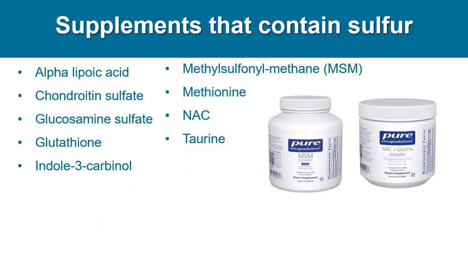So here are some supplements that contain sulfur. We've got alpha-lipoic acid, chondroitin sulfate, glucosamine sulfate, glutathione, indole-3-carbinol, which can convert to DIM, which is often used when there's estrogen dominance or high estrogen, MSM, methionine, NAC, and taurine. What's interesting is I've had reports of people saying when they do a really high sulfur situation, they don't tolerate it well. This is known as sulfur intolerance, and that often has to do with dysbiosis, but it could also be due to lack of cofactors for some of these processes.